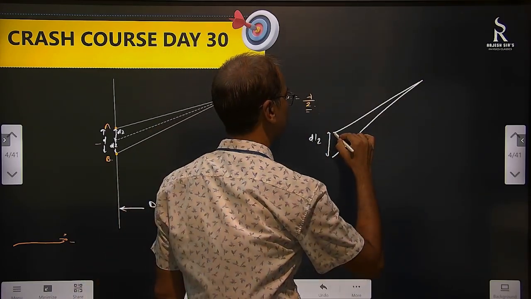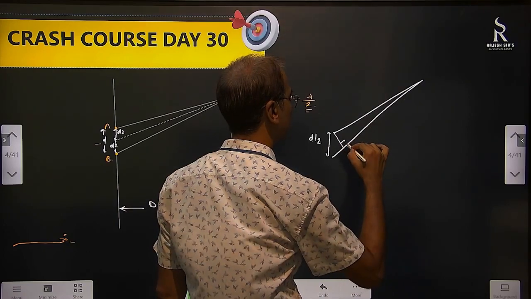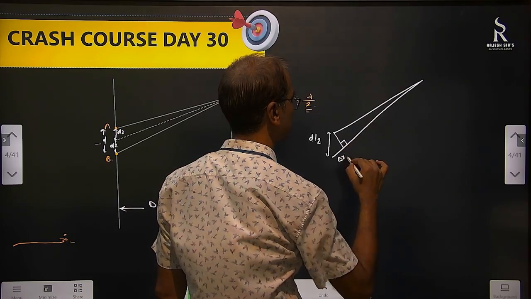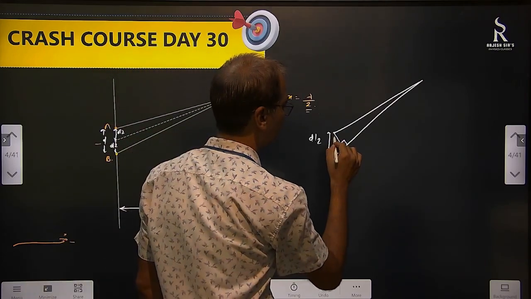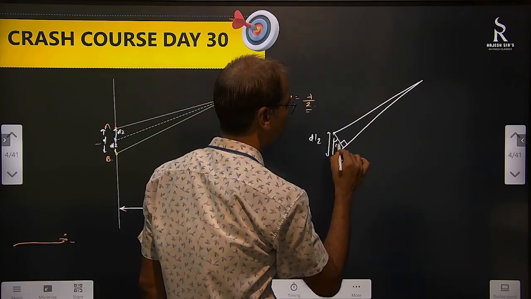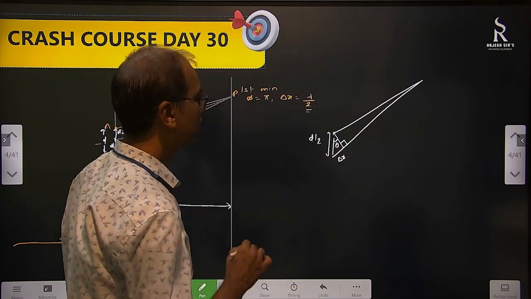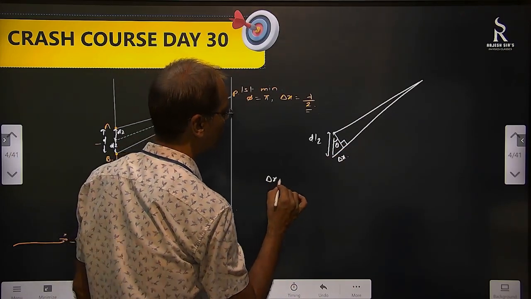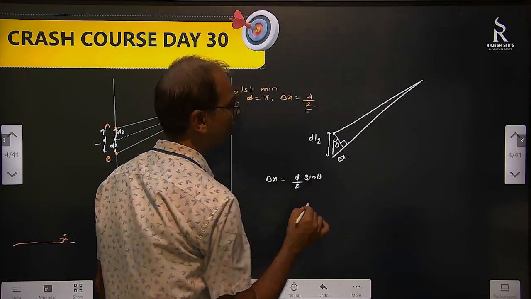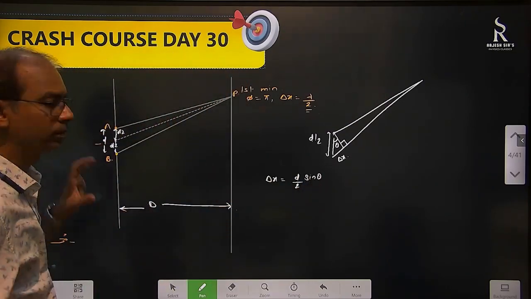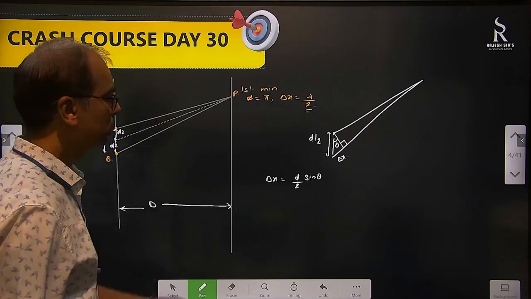We'll say for path difference, we are going to drop a perpendicular over here. This will be path difference, delta x. And then this I am going to consider as theta. Exactly same thing what we did in interference. So delta x here is what? d by 2 sine theta. There we used to get d sine theta, here d by 2 sine theta, because we divided into two zones. Okay, so d by 2 sine theta.